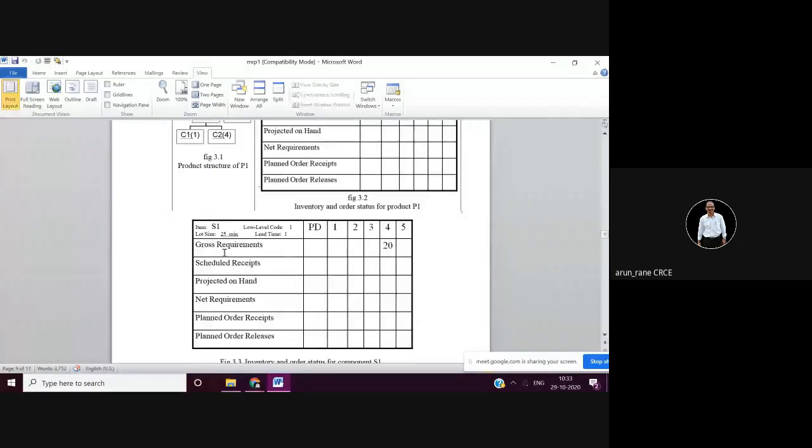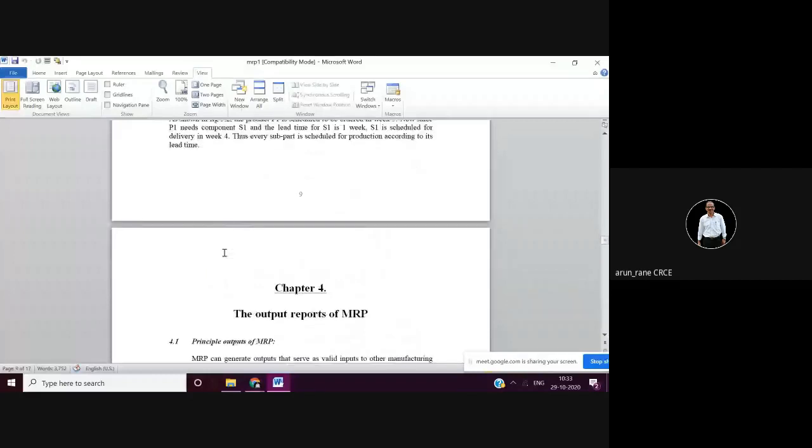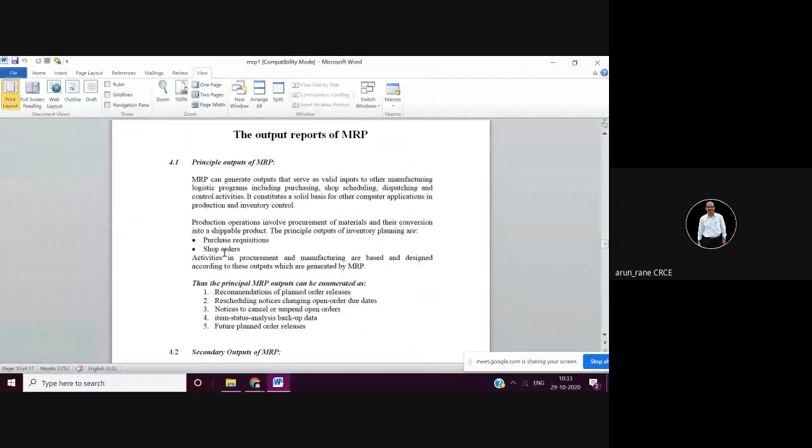This is what the beauty of MRP is. So it avoids stacking of the inventory, and when it avoids the stacking of the inventory, it means money, isn't it?